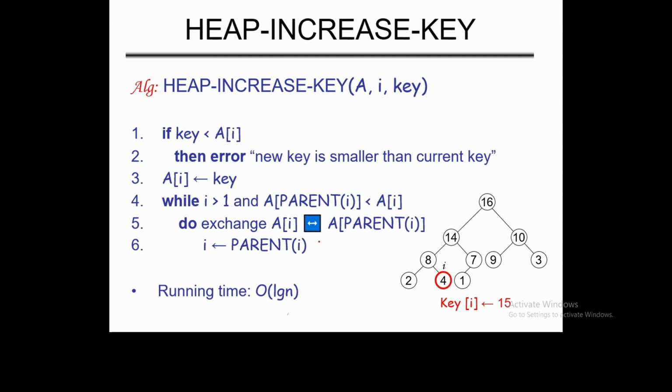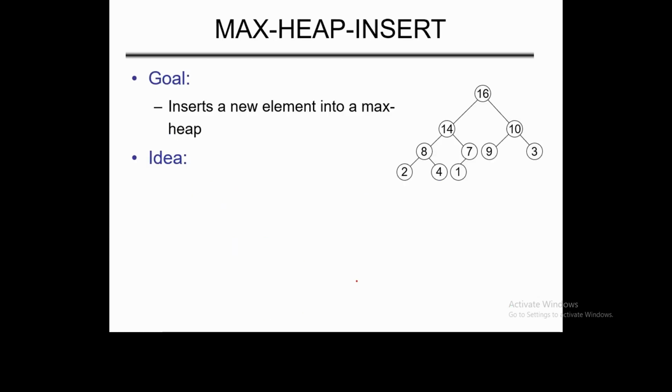So we have studied 3 operations till now: getting the maximum with the cost O of 1, extract max with the cost O of log n, and heap increase key with the cost O of log n. Okay. Now the last operation that can be applied on this priority queue when we are implementing it via the heap is the insertion operation. So the goal is to insert a new element into a max heap.